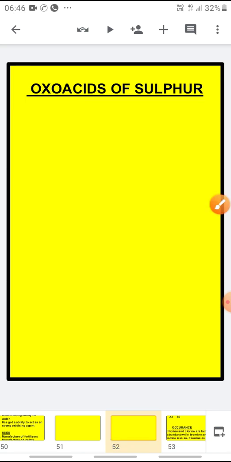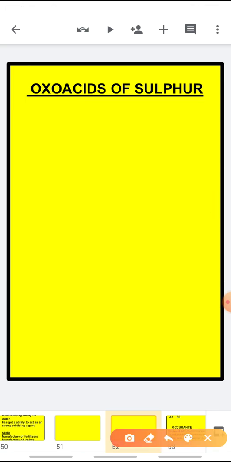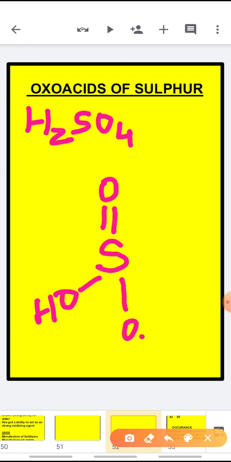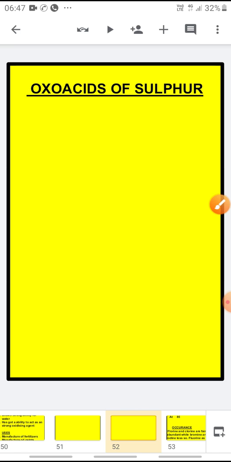Number two, the second oxo acid of sulfur is sulfuric acid, H2SO4. Now in H2SO4 again sulfur is present in the center, a double bond O, a single bond OH. Now what else is left? One hydrogen and two oxygens are left. So one hydrogen and one oxygen will form an OH bond and another oxygen will form a double bond O. This is your structure of H2SO4.